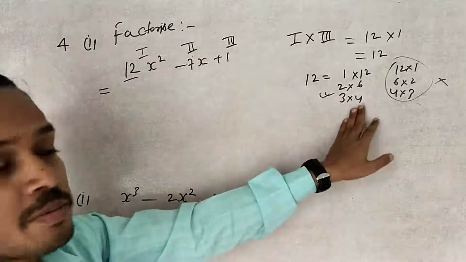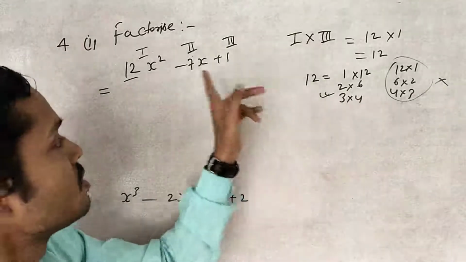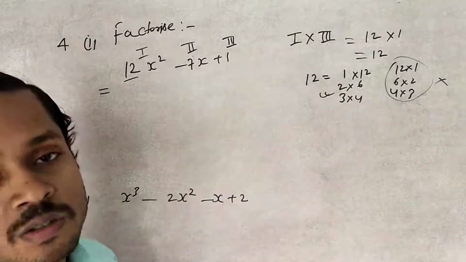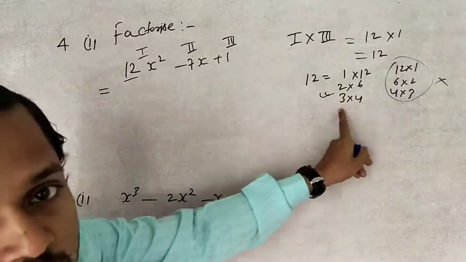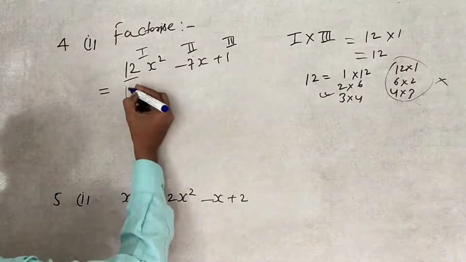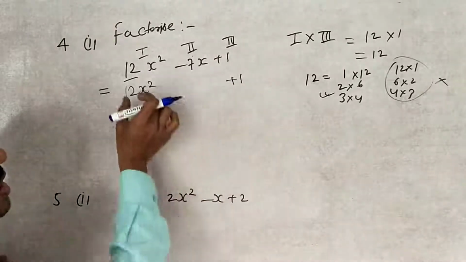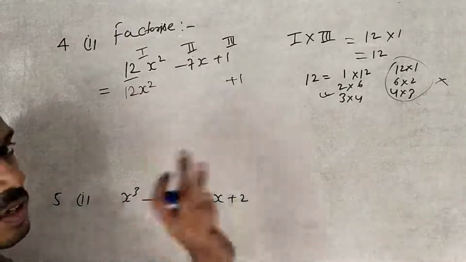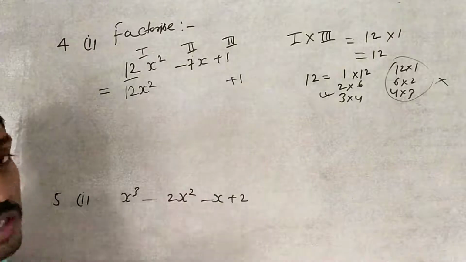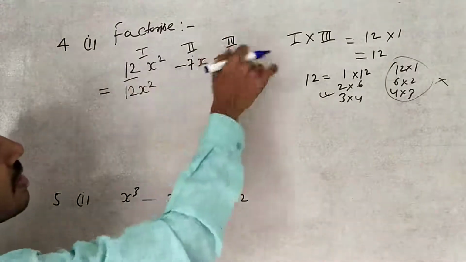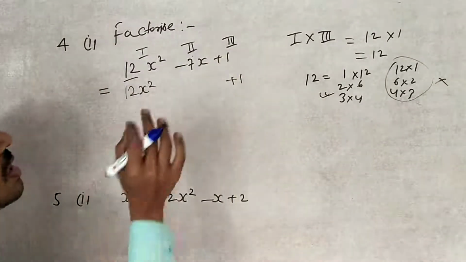4 times 3 is 12. 4 plus 3 is equal to 7, and 4 minus 3 is equal to 1. Clear? So you can use this factor. In 12x square plus 1, this will be copied every time. This one will be copied. You have to change only the second term. You don't have to do anything with the first term and the third term.